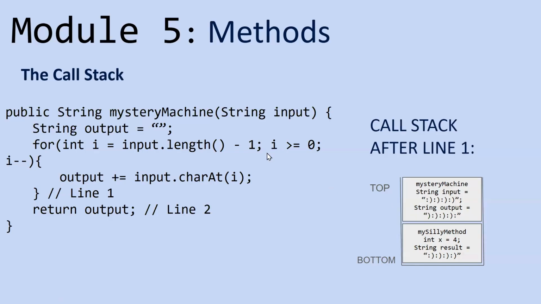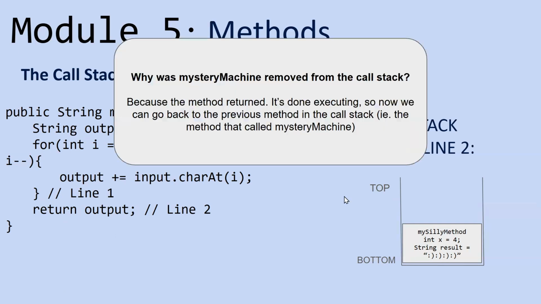Since we created that variable within this method. And then after line 2, we returned output, right? So on the call stack, we popped mystery machine off, and now we don't see mystery machine anymore on our call stack. But we have output returned, and we are going to be adding that to result.